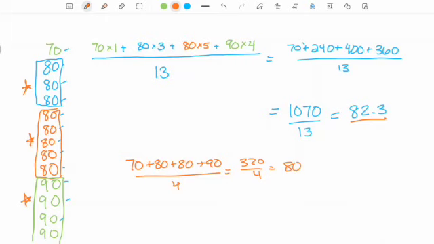So the more a test is weighted, the more it affects the overall weighted average. And we find the weighted average by taking each test score multiplied by its weight and divided by the total of all of the weights. And there you go.